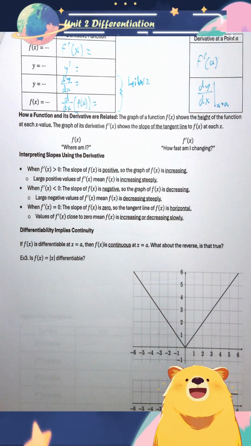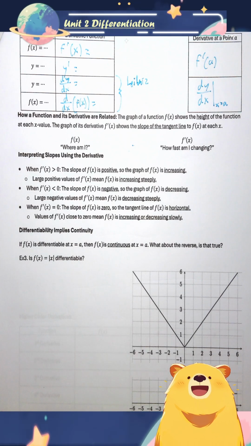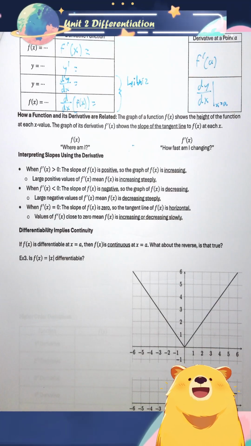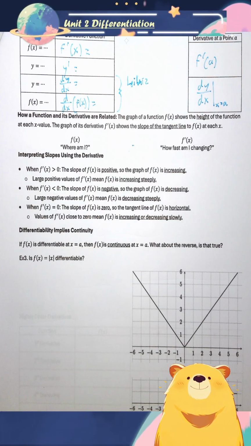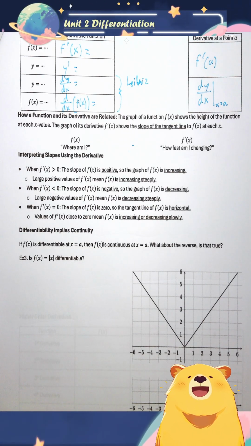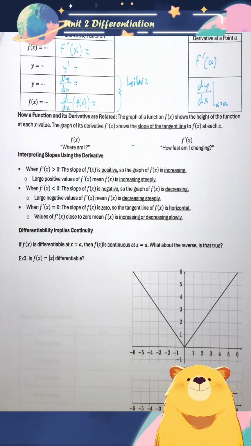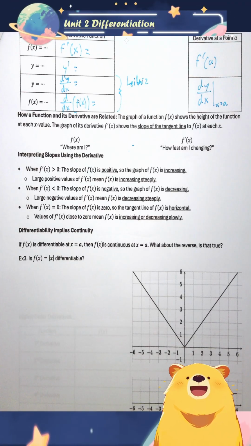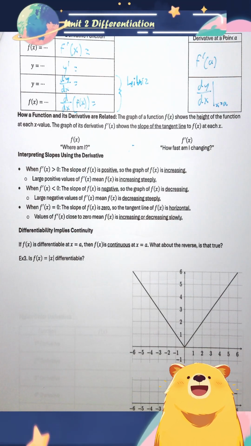Okay. So that's kind of what I was saying, but this does talk about the more application side of things: how a function and its derivative are related. The graph of a function shows the height of the function at each x value. The graph of its derivative f prime of x shows the slope of the tangent line to f of x at each x. f of x can be streamlined to say where am I, whereas f prime of x can be streamlined to say how fast am I changing. So we can also use this to interpret the slope of that tangent line.